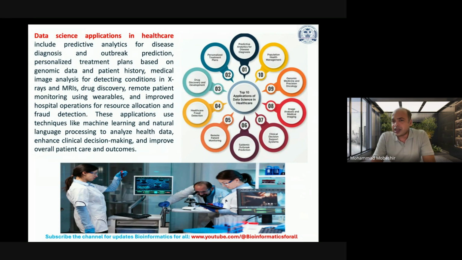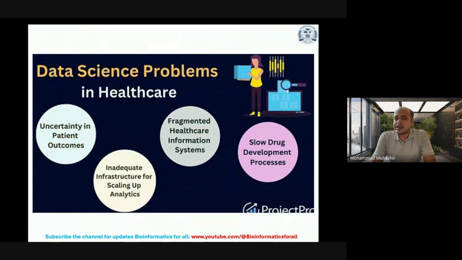So, this is the way you can think about the data science applications in medical science or the hospital or healthcare system. Now it comes to data science problems in healthcare. There are uncertainties in patient outcomes, inadequate infrastructure for scaling up analytics, fragmented healthcare information systems, and slow drug development processes. There are many more problems associated with healthcare.